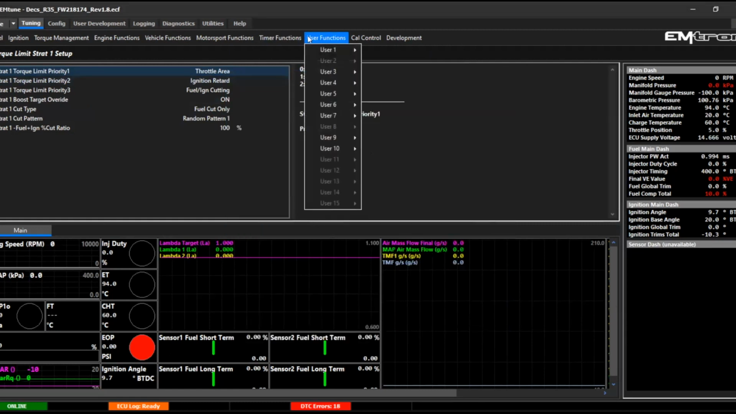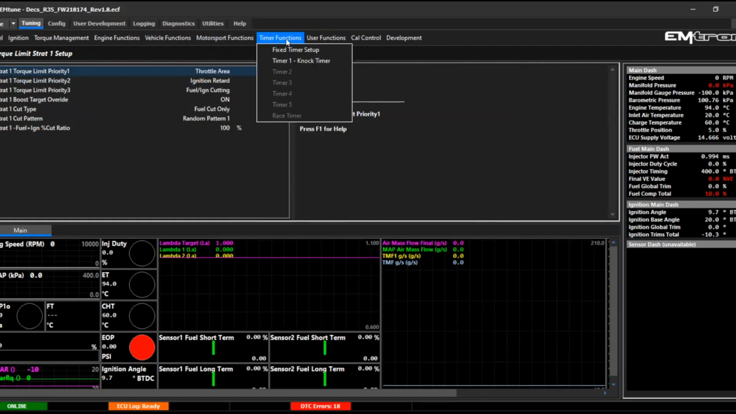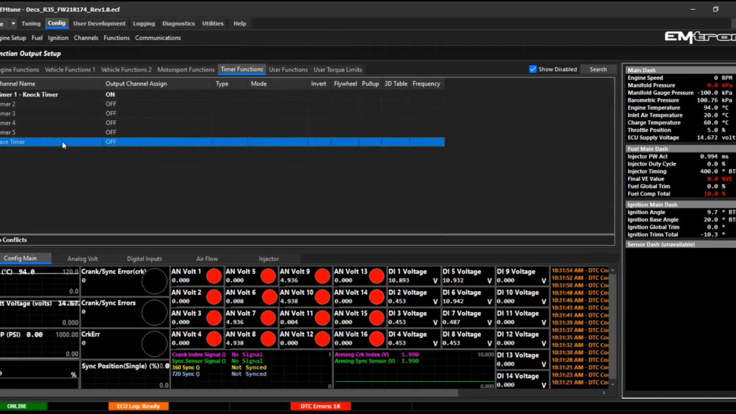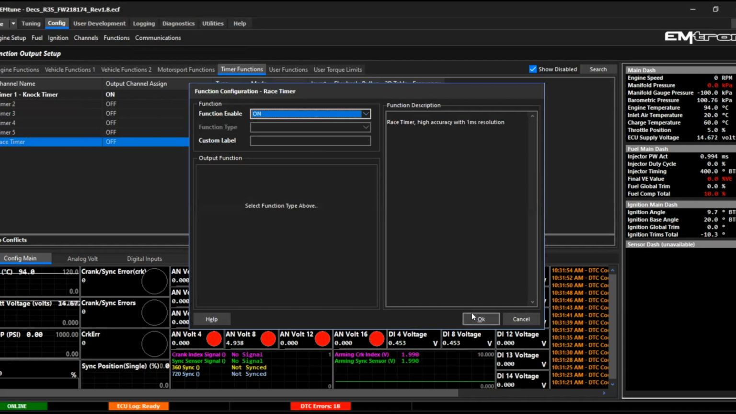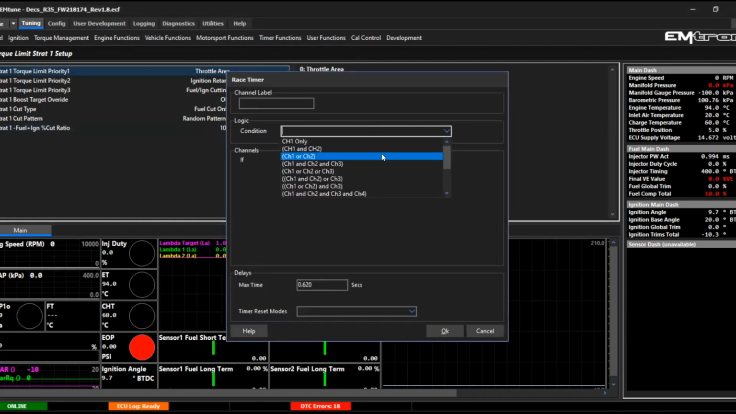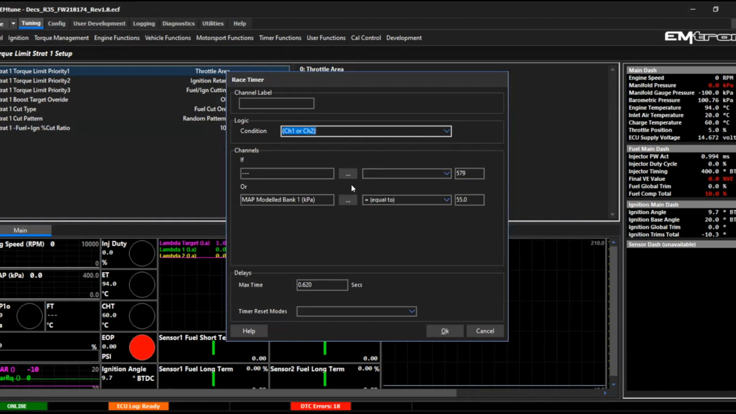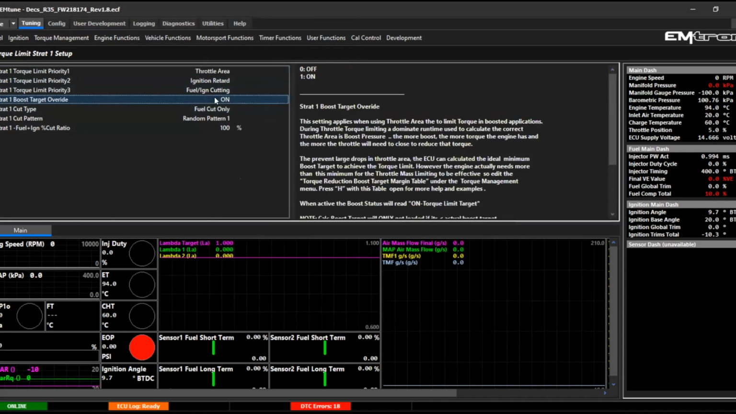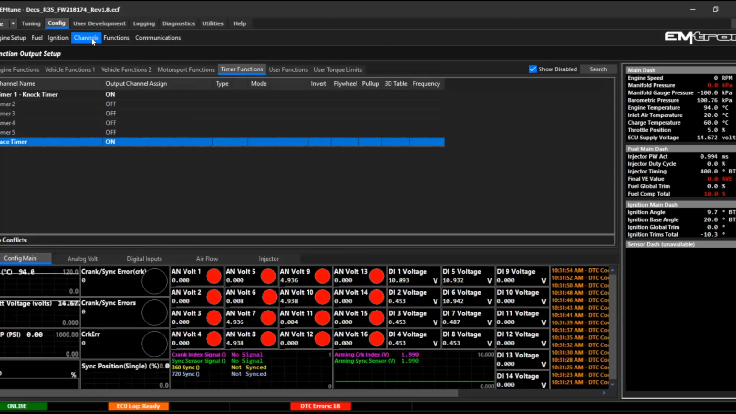The race timer has been updated. If I turn it on, the race time now has a much higher resolution, and it uses the same logic setup as everything else. So instead of just being limited to a handful of channels that can turn it on and off, we've now got the full host of customizable logic to enable the race timer, just like all the other timers, and you can label them as well, and they're globally visible throughout the software too.